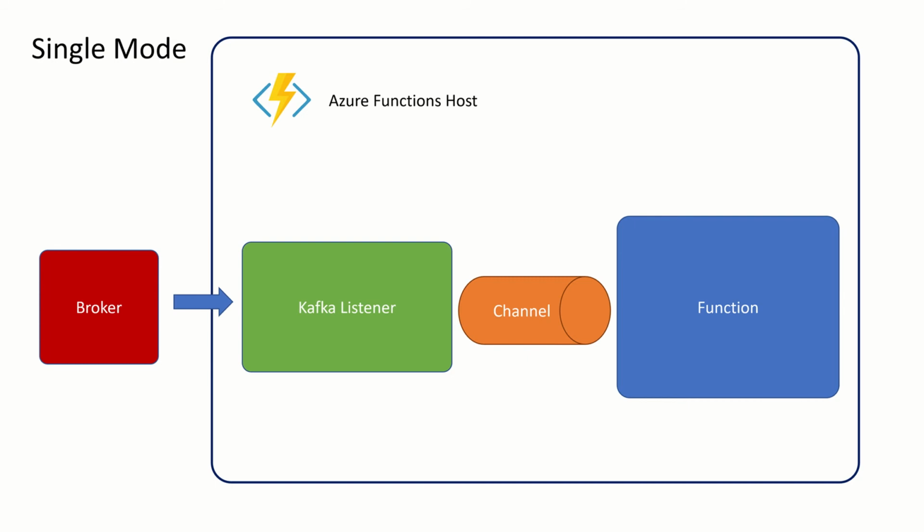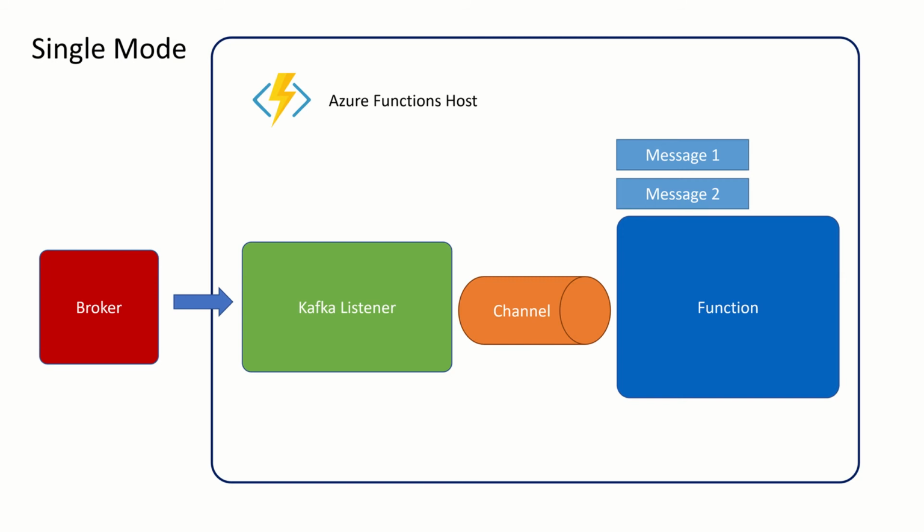For the single mode, what happens is the broker message is there and the Kafka listener reads the message. Then message 2 is coming. The message is sent to the function one by one, the function is executed, and then the second message is sent and comes to the function and is executed. So that means the function is executed serially, one by one.